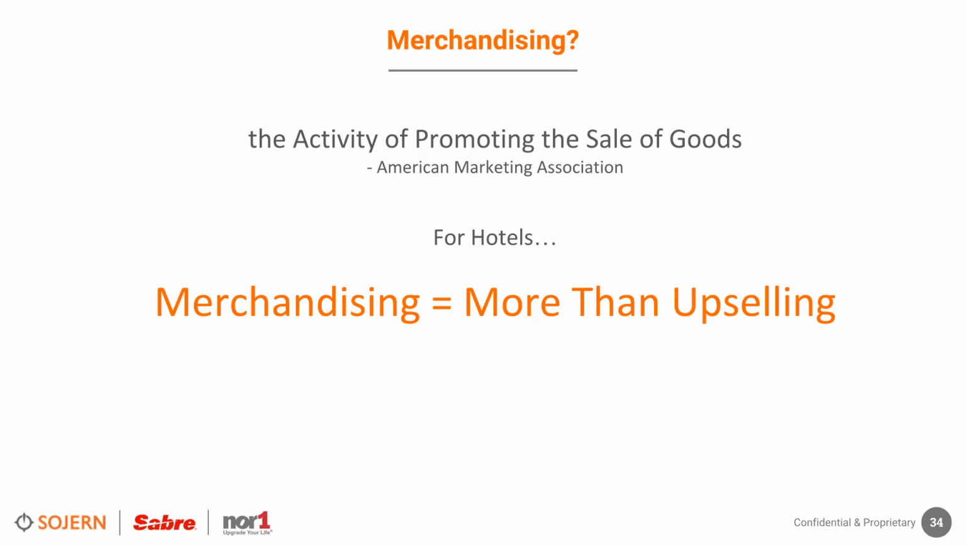The American Marketing Association defines it as the activity of promoting the sale of goods. For hotels, that means more than upselling. Upselling has historically referred to selling the guest a better room type, for example, from a standard king to a deluxe king. Merchandising is broader than that. In our industry, it includes offering not just room type upgrades, but also room attributes that have value, like a high floor or a view or a balcony. It also includes non-room products and services like amenities or the add-ons that Garth described, food and beverage specials, spa services, or the guest favorite, early check-in and late checkout.